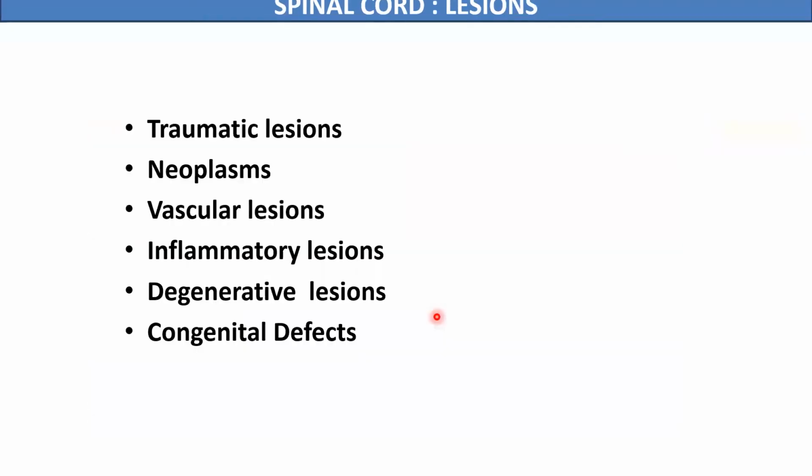Now, the spinal cord can be involved in various traumatic, neoplastic, vascular, inflammatory, and degenerative lesions. And moreover, in the spinal cord, there can be some congenital defects also. The vascular lesions of the spinal cord we have already discussed, along with the blood supply of the spinal cord, that are the anterior spinal cord syndromes and posterior spinal cord syndromes. Now, other various symptoms we will discuss. First, about the traumatic lesions in the spinal cord.